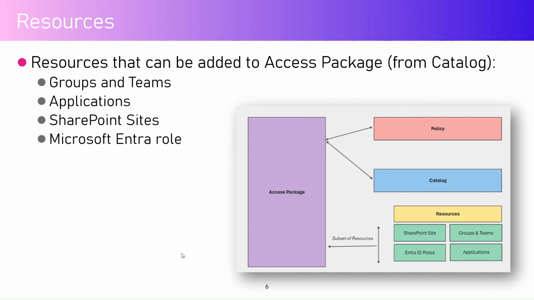Now, as you see from this diagram over here, there are currently four types of resources to which you can grant access through the access packages.